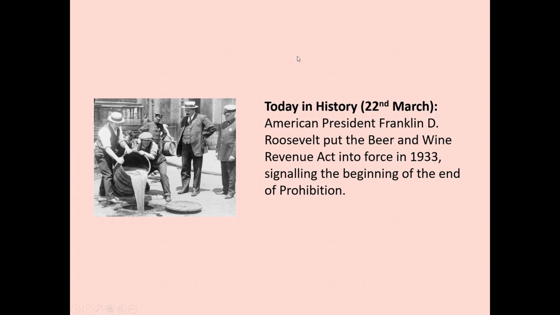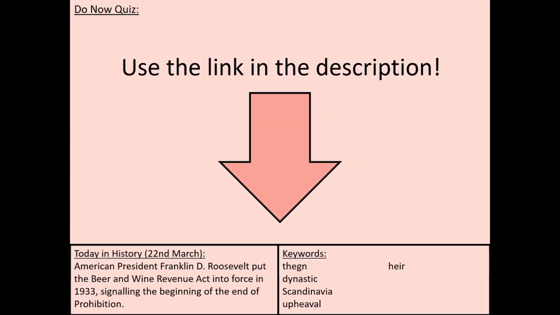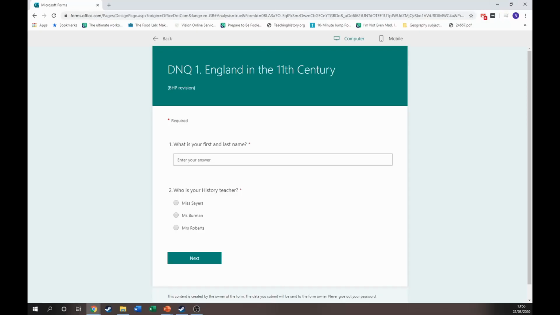So, do now quizzes. It wouldn't be one of my lessons without them, and we're still going to do them, but we are going to do them slightly differently. So what we're going to do is do them using Microsoft Forms. There is a link at the bottom of the page. I've also included it on ePraise. I want you to follow that link and then do the quiz. It's going to look like this.